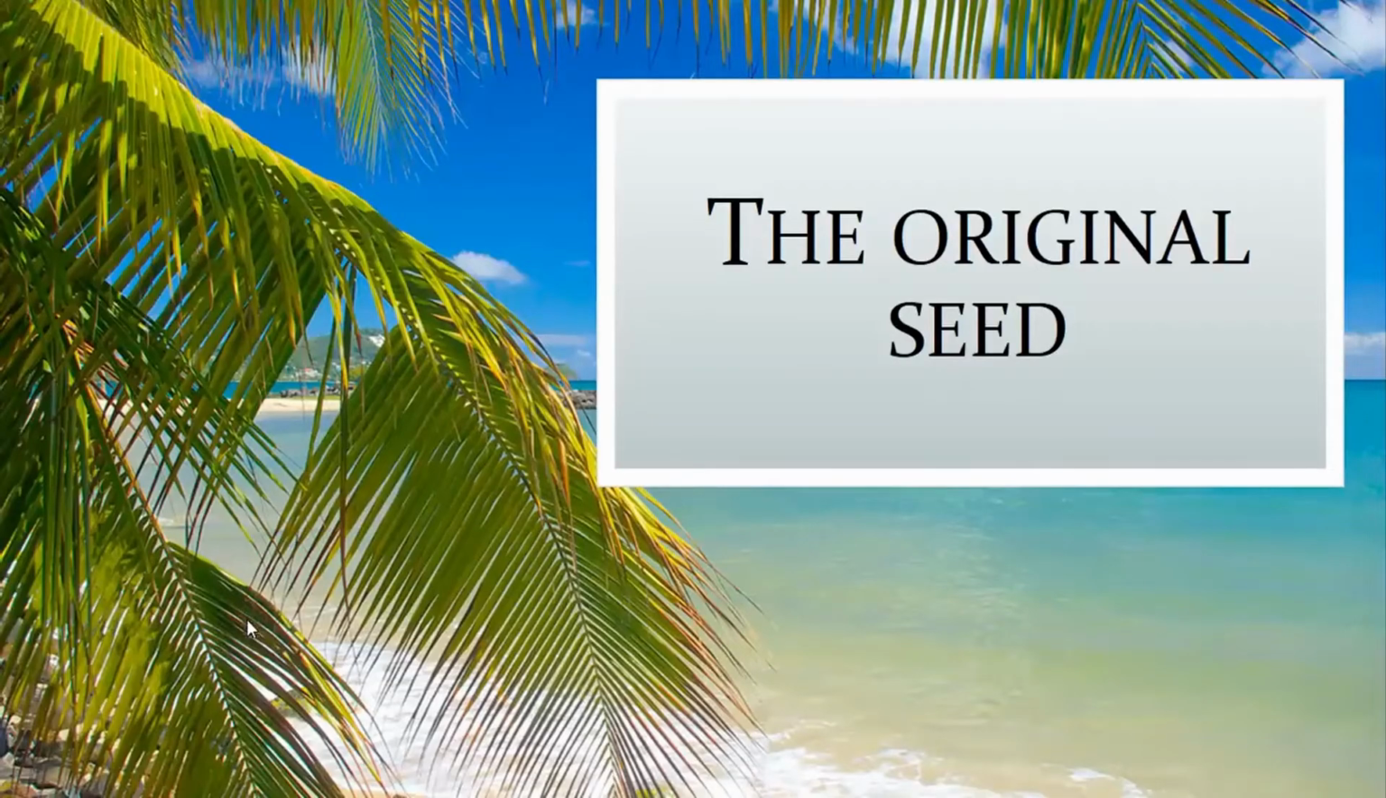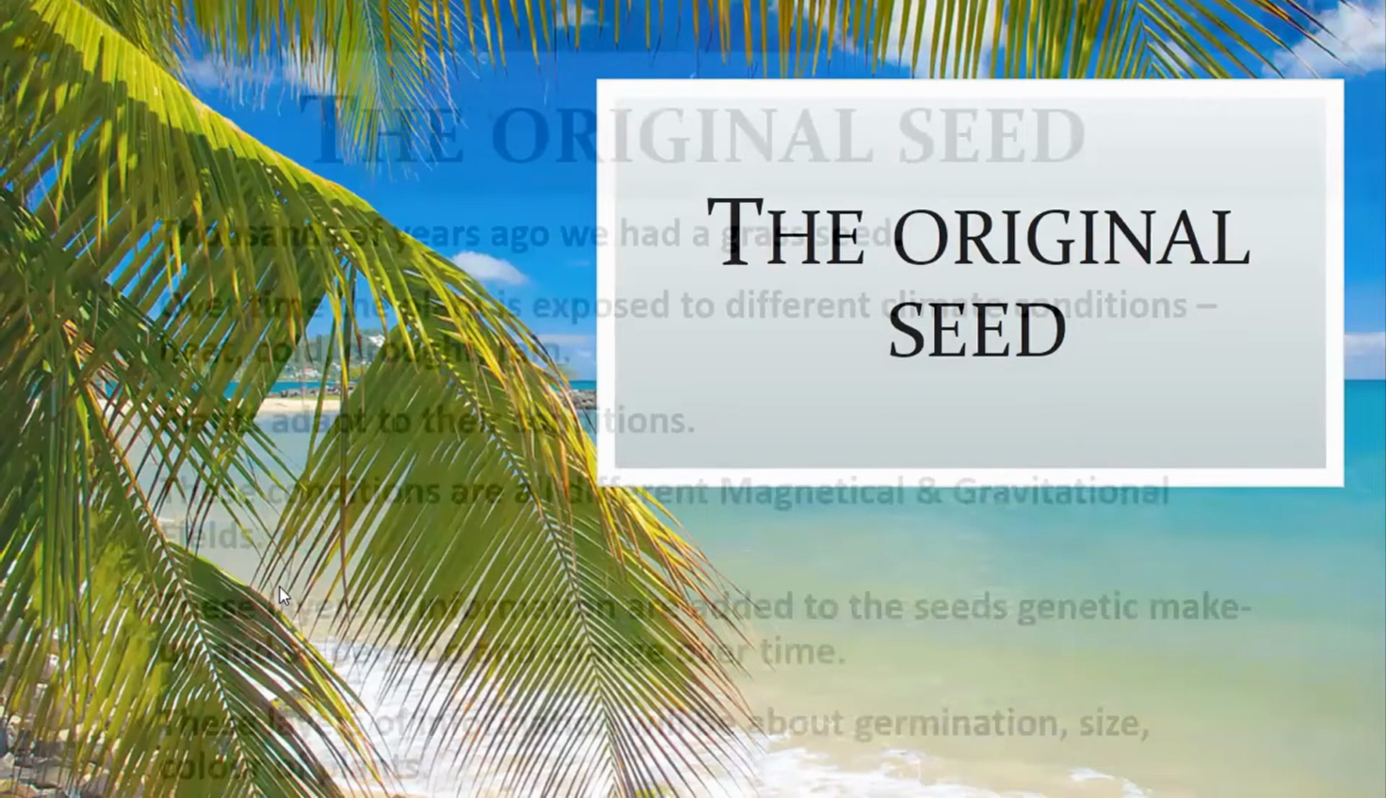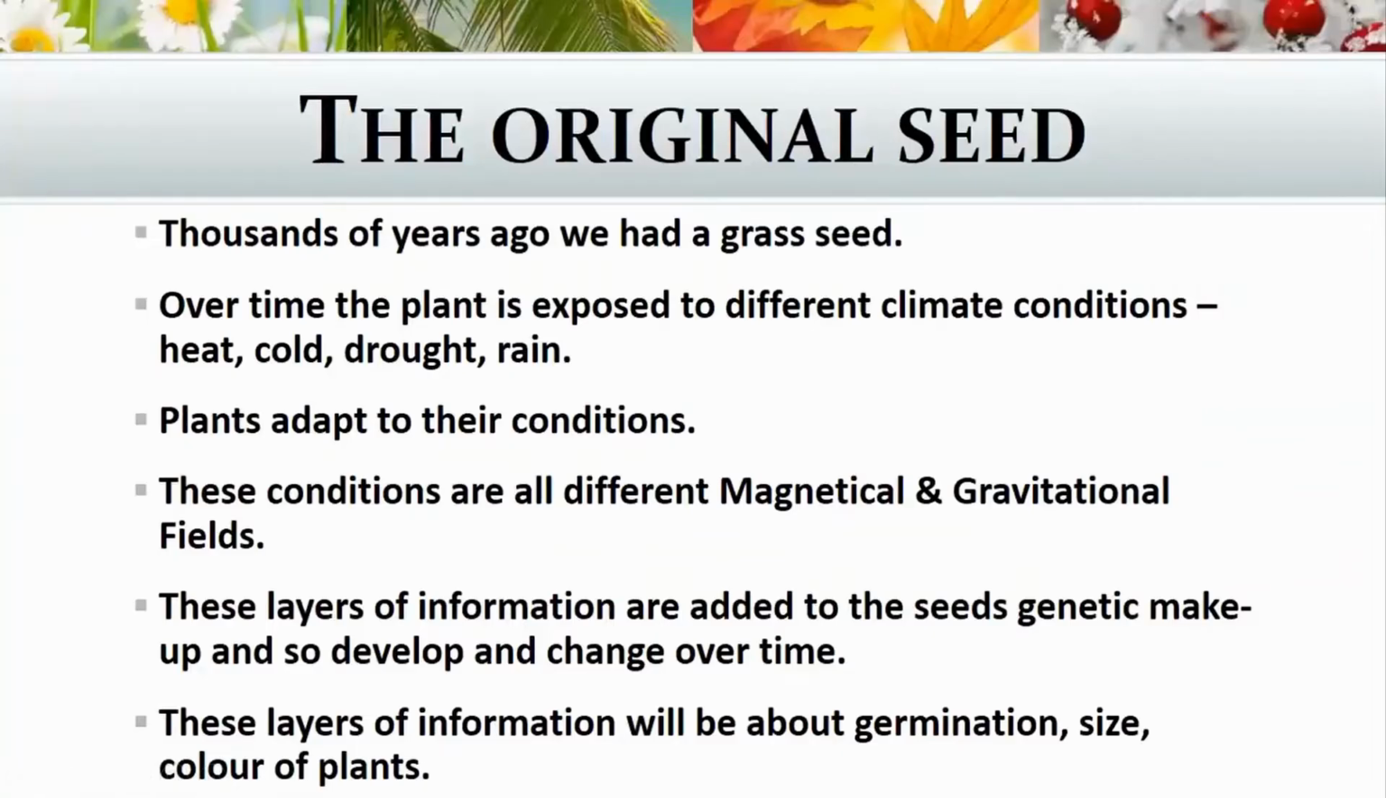When we have a look at our original seed, thousands of years ago we had grass seed, and over time this plant is exposed to different climate conditions: heat, cold, droughts, rains, and the plants learn to adapt to all these different conditions.